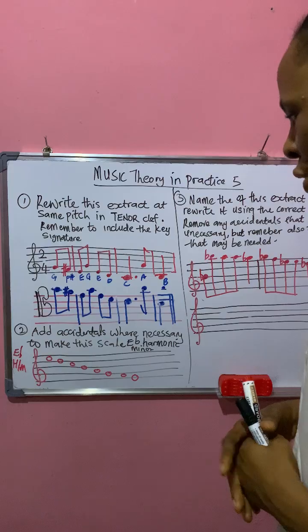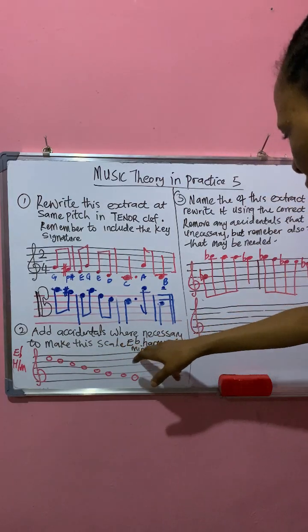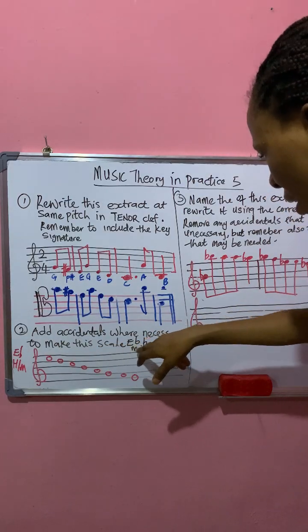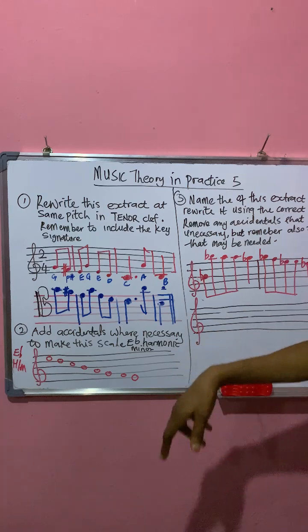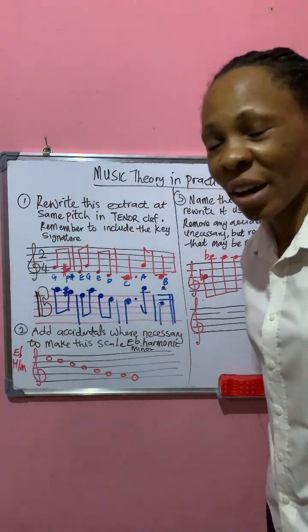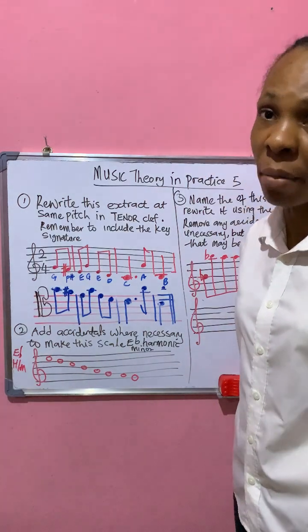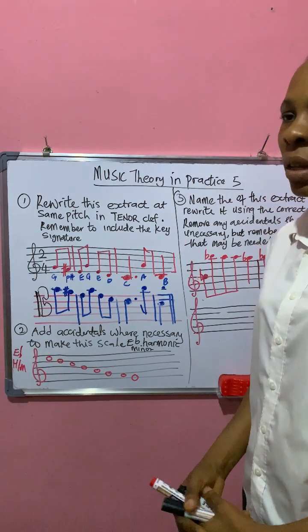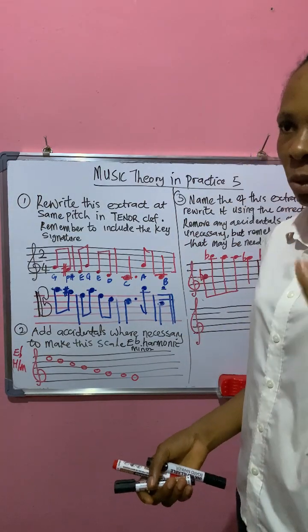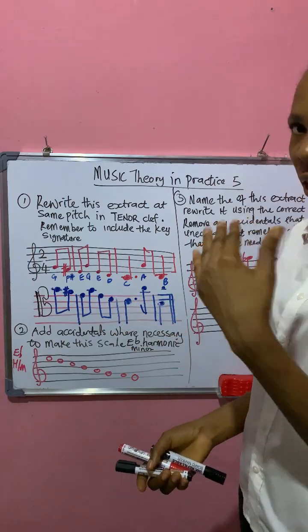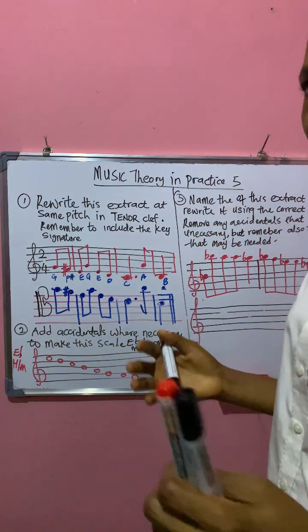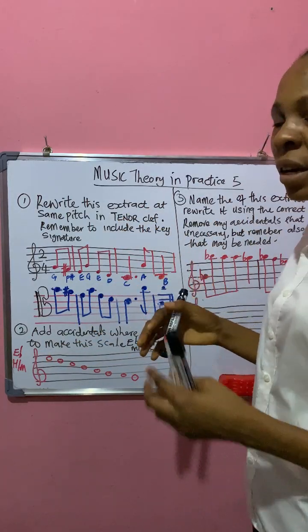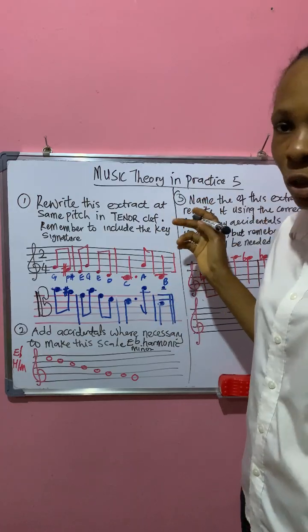Now, question 2. Add accidentals where necessary to make this scale E harmonic minor. We have the natural minor, we have the melodic minor, and we have the harmonic minor. And at this point, you're being asked for the harmonic minor. So I'm going to write the solfa notation of the harmonic minor, and then we use it to solve. I'm just giving you the easiest way to answer your questions in exams, no stress.